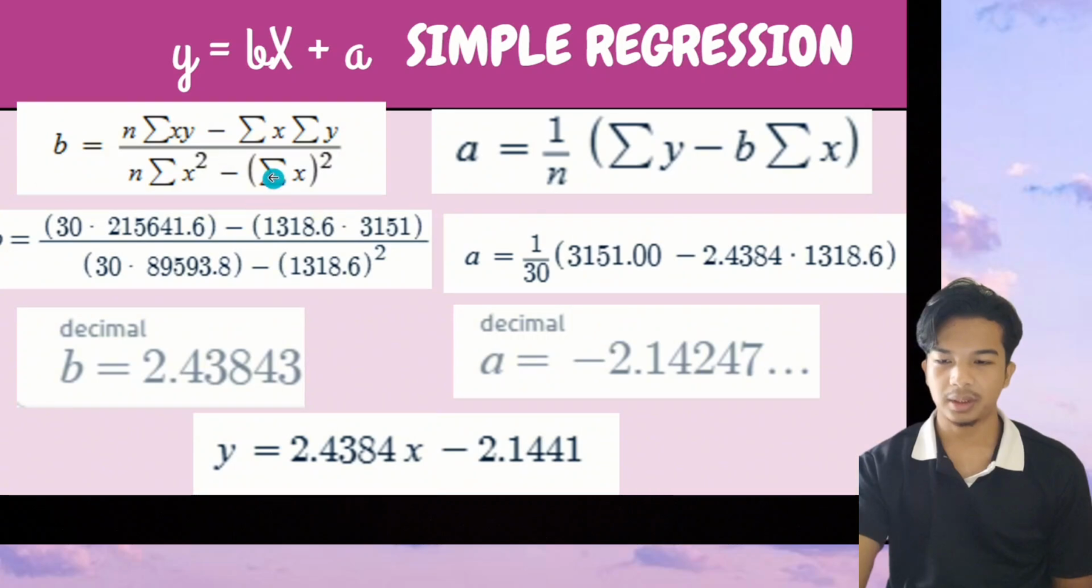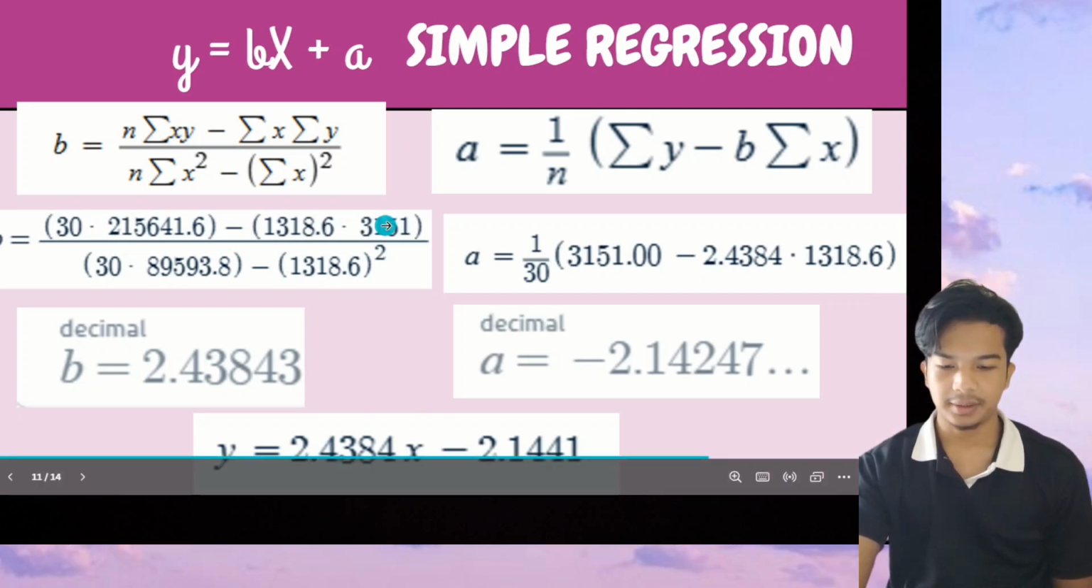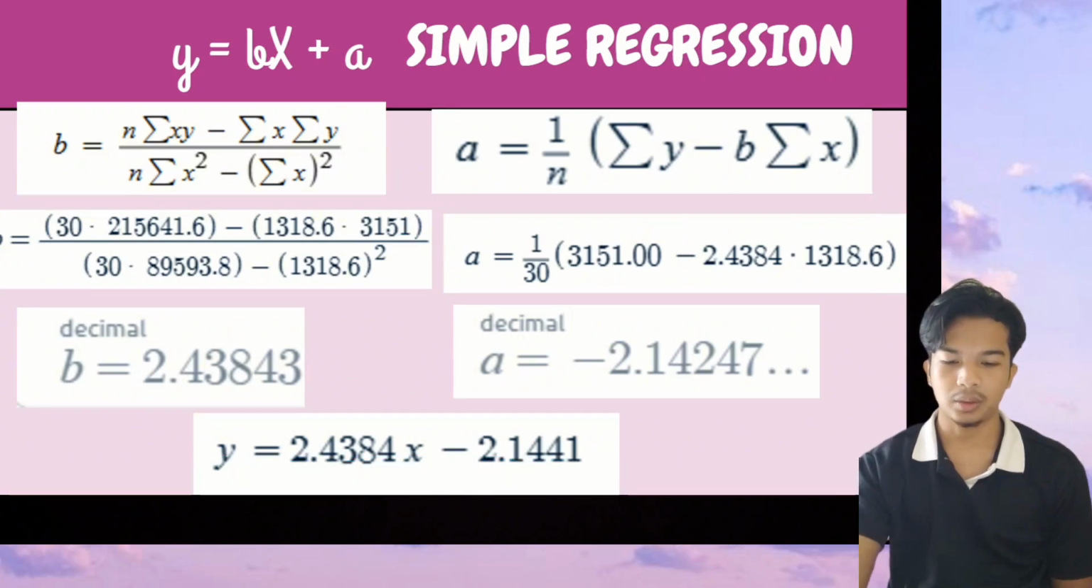Next slide. For the simple regression equation, which is Y equals BX plus A, this is the formula for getting B, and this is the formula for getting A. So I calculate B and A, and I'm getting B equal to 2.43843, and A I'm getting negative 2.14247, and this is our regression equation. Y equals 2.4384x minus 2.1441. Okay, next slide.